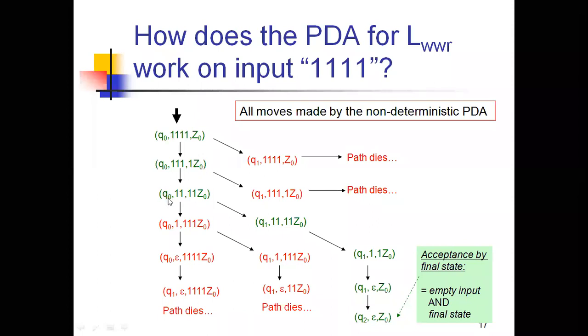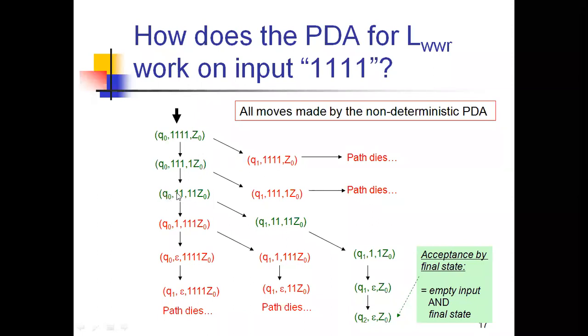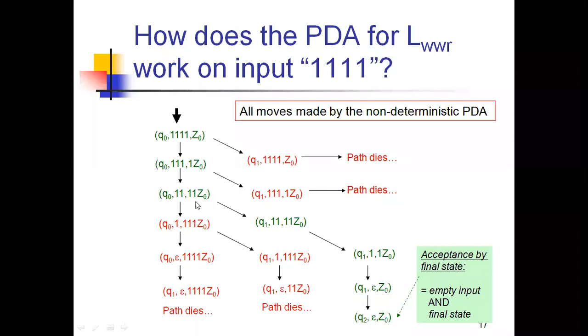Again I'm reading q naught with one, then whenever I read a one, it needs to be pushed onto the stack, then it becomes 11 z naught. Again I'm reading one from q naught, and it becomes 111 z naught. Then after reading the remaining one, my input becomes epsilon, and my stack contains four ones now.